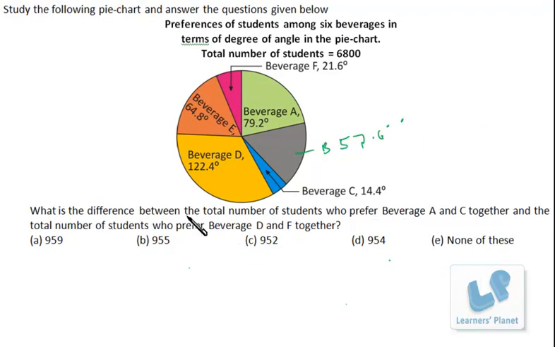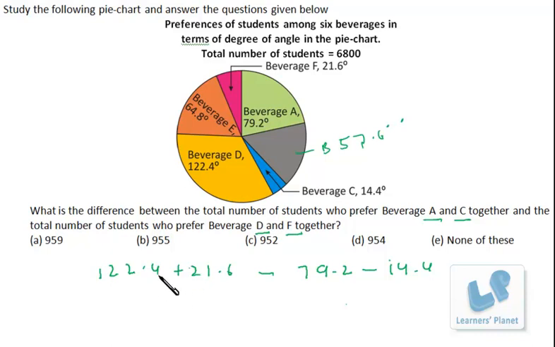Now, what is the difference between the total number of students A and C together and D and F? So A and C, that is 79.2 and 14.4. And D and F is 122.4 and F is 21.6. Now we have to find out the difference between this and this. So I just put a negative sign over here. And this from 360 into 6800 will be our answer, right?